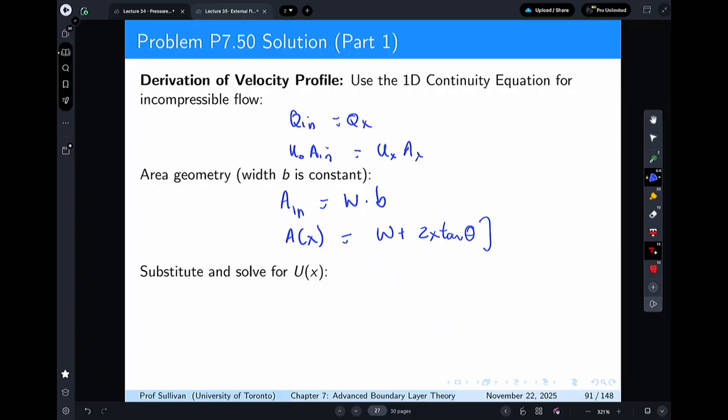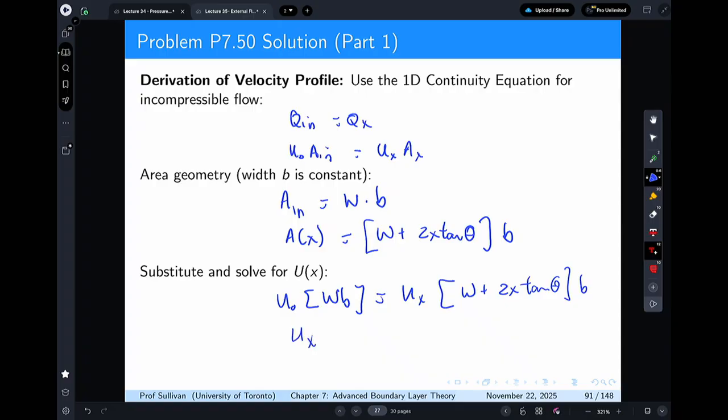tan theta times B. u naught w times B equals u x (w plus 2x) tan theta B, and so ux equals u naught over 1 plus 2x tan theta over w. So that's my velocity profile.